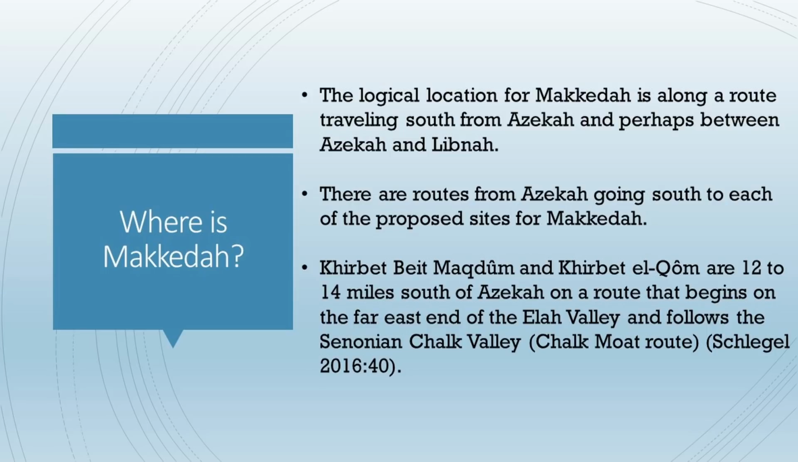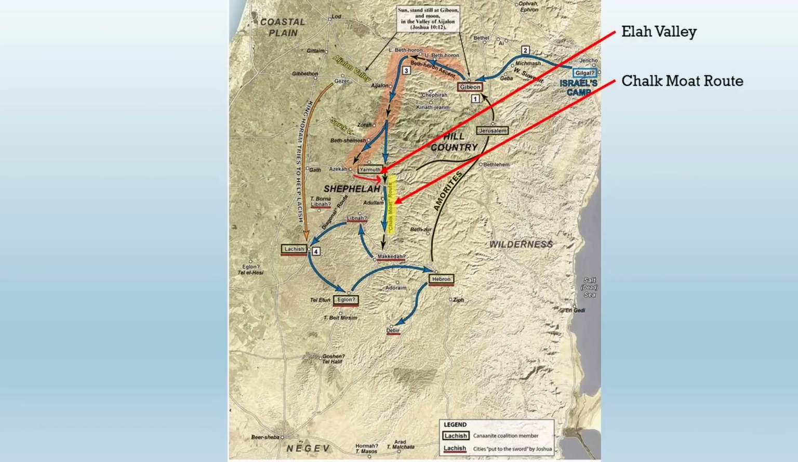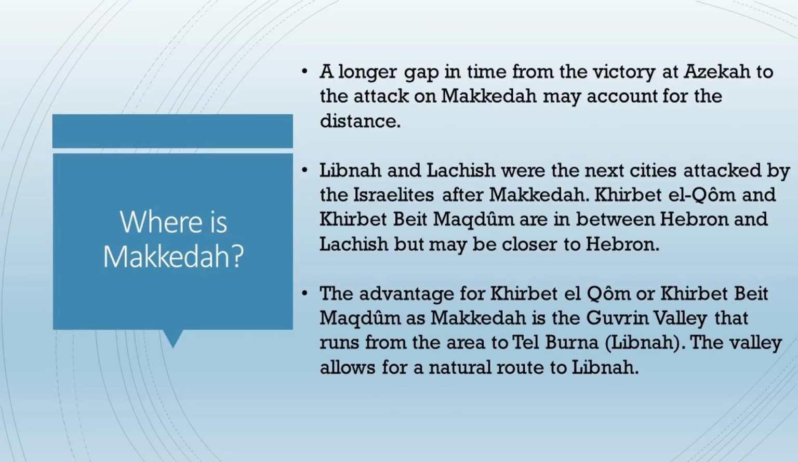So let's say, now don't pay attention to that. This is from Schlegel's map. This would probably be further south to Al-Qum and Makdum. So coming through the Elah Valley, south down to the Sidonian Chalk Valley, Chalk Moat Route, and you would arrive here. And you see where it puts you in juxtaposition to other cities. Longer gap in time might explain the distance, or the extra day.